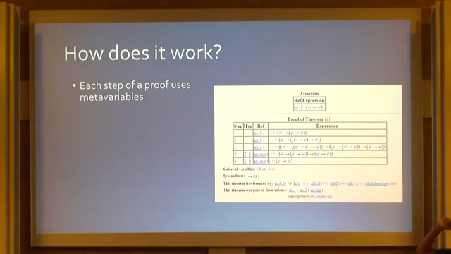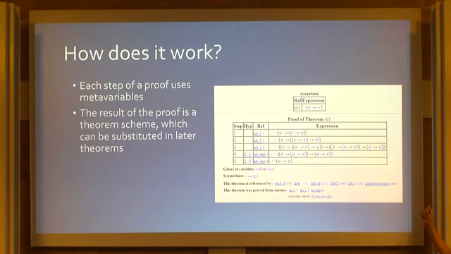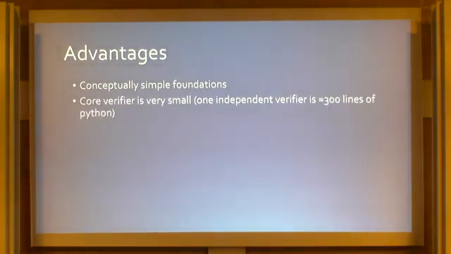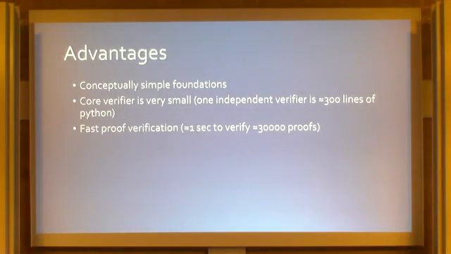This is an example of a simple MetaMath proof. Every step of the proof involves metavariables, and you end up with a theorem scheme. Since everything here has this free metavariable phi in it, you can substitute it later. If you were to substitute any particular expression for phi here, you would end up with the logician's formal proof in a one-to-one method. So the foundations are simple.